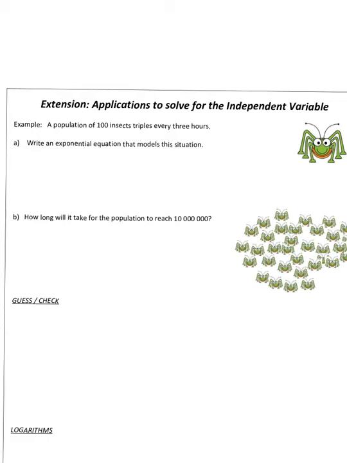So in this example, we are told that the population of 100 insects triples every 3 hours. Part A should look familiar. We are asked to write an exponential equation that models the situation. Before we begin to make the equation, we need to write the let statements.